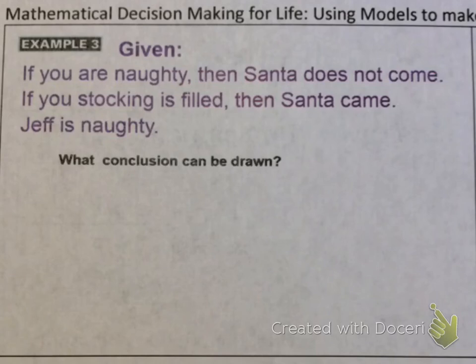All right, example 3, last example today. It says, if you are naughty, then Santa does not come. Okay, so being naughty is P. Santa does not come is Q. If your stocking is filled, so that's going to be R, then Santa came. Now up here, Q was did not come. Here Santa came, which means that's going to be not Q. It has to be the opposite of Q, so not Q.